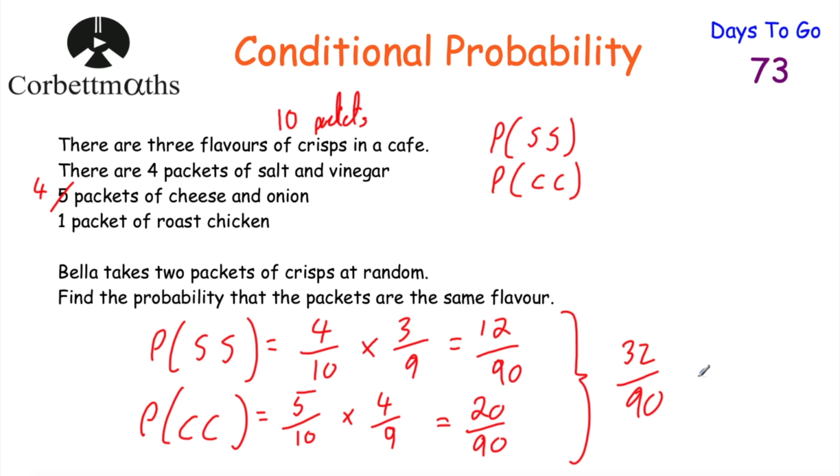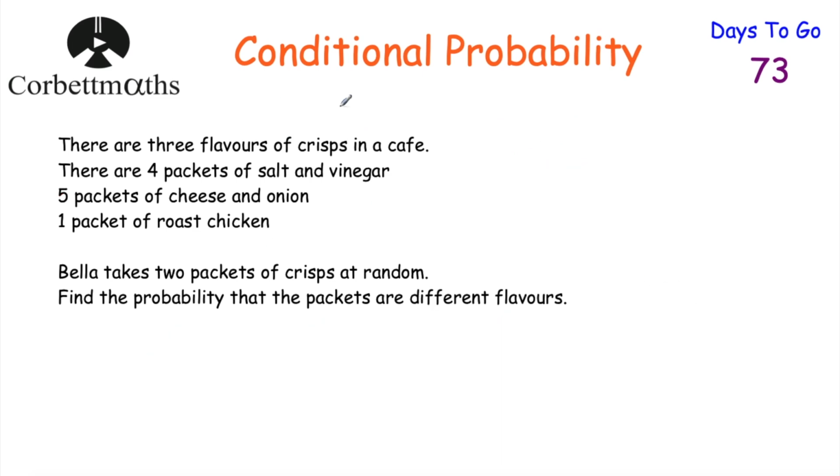And then we can cancel that down. If we cancel that down, that would be equal to 16/45. So the answer is 16/45. And if you got that, well done. Okay, now let's have a look at our next part.